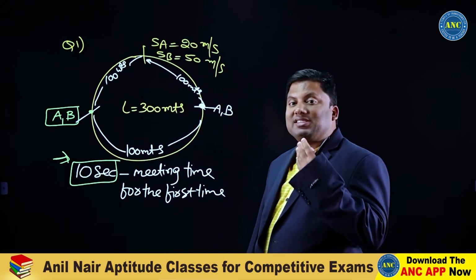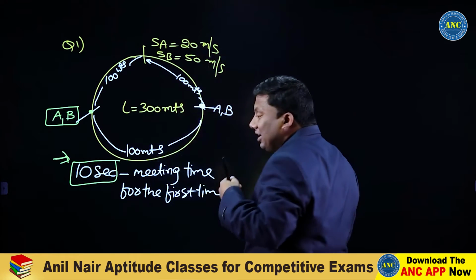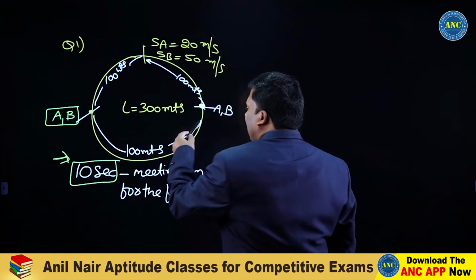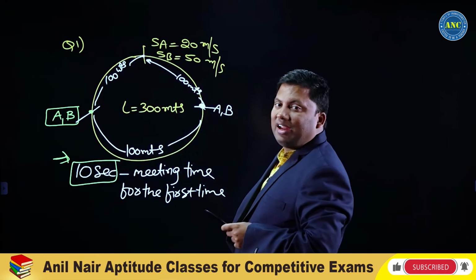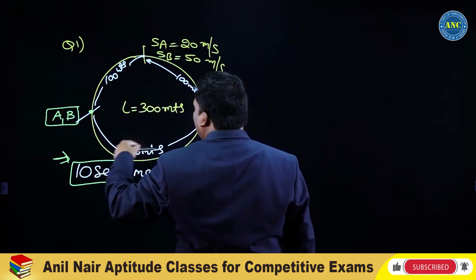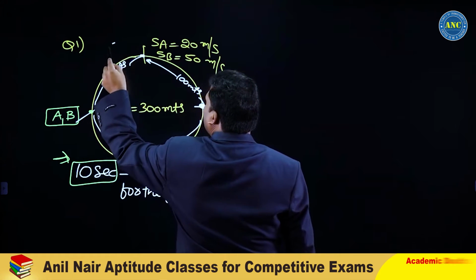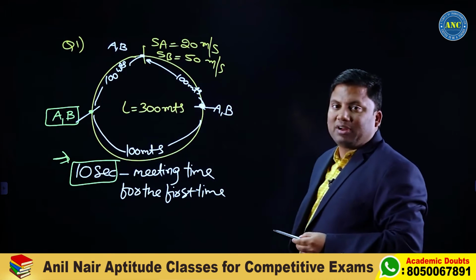Again after 10 seconds, A and B will meet. 1 second, 20 meters. 10 seconds, 200. 100, 100. A is here. B will be traveling 500 meters: 100, 200, 300, 400, 500. A and B are meeting for the third time on the track.